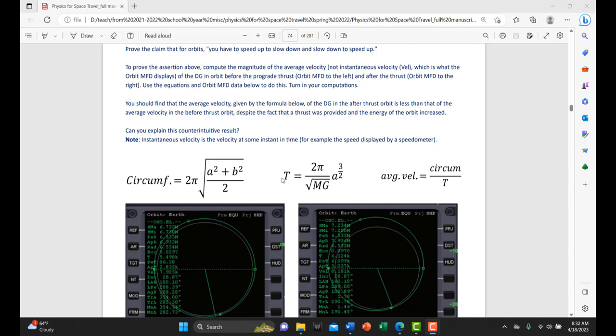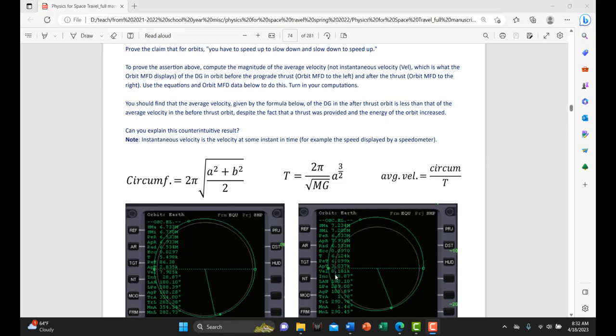And if you look at the orbit MFDs right here, this was a velocity of 7925 meters per second before a thrust. And here you'll see that this is the velocity after the thrust. The velocity has gone up to 8181 meters per second. And you can see the semi-major axis has also increased from 6.733 to 7.234. And we know that an increase in the semi-major axis will result in a higher energy orbit. And also you can see that it's obviously a much larger orbit.